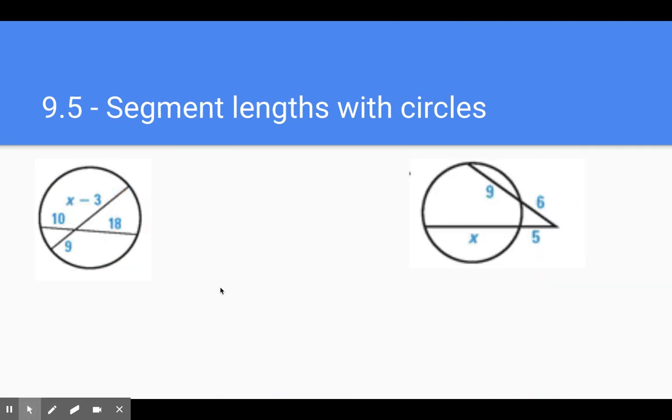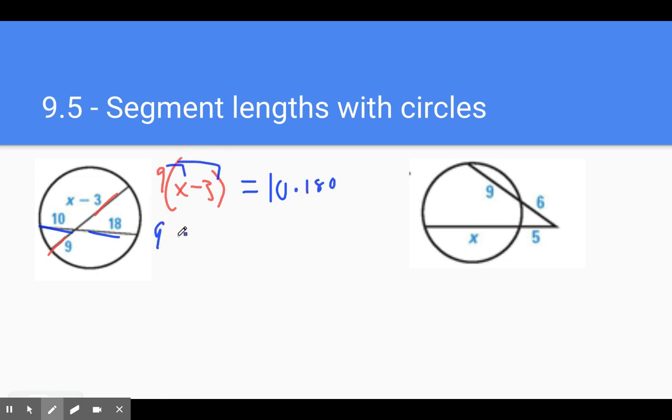And then for 9.5, 4 different equations, right? If it's ever 2 chords, you multiply the same lengths of the chord and set them equal to each other. So that ends up being 9 times x minus 3 because they're part of the same chord. And then we have 10 and 18, which is part of the same chord. So 10 times 180.